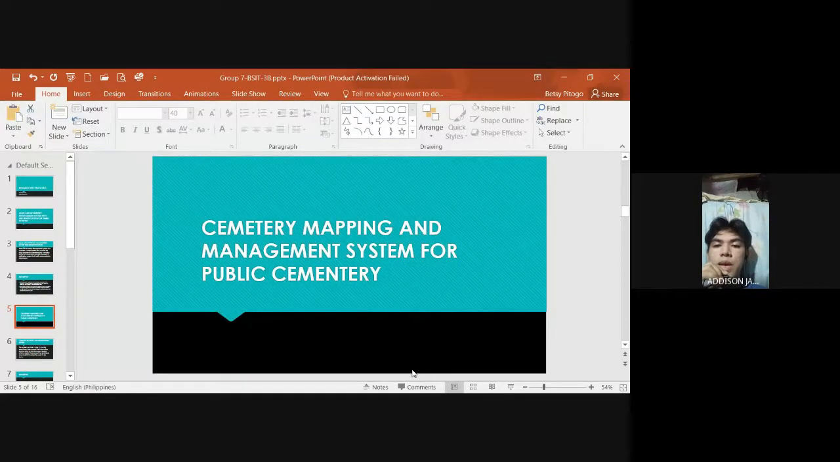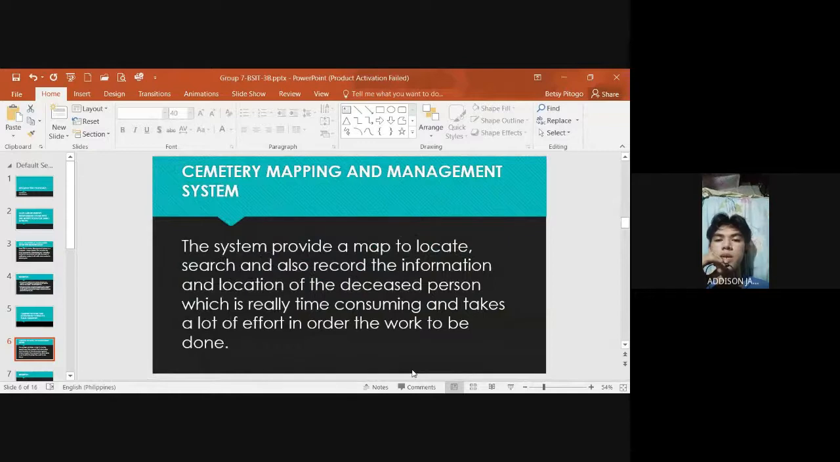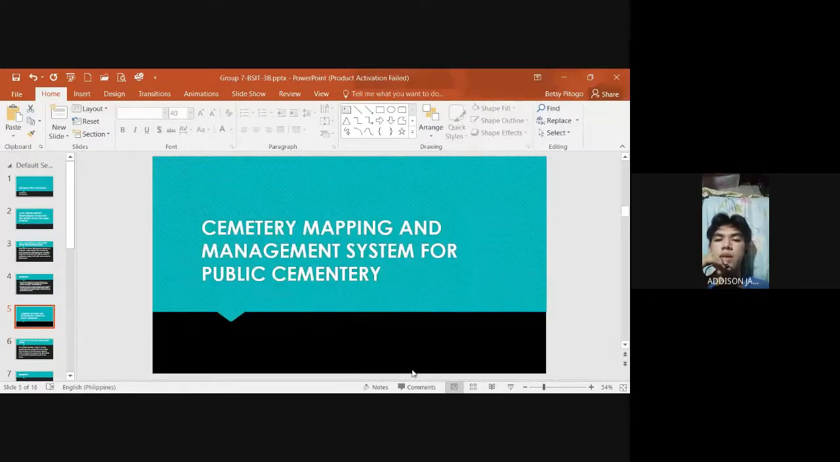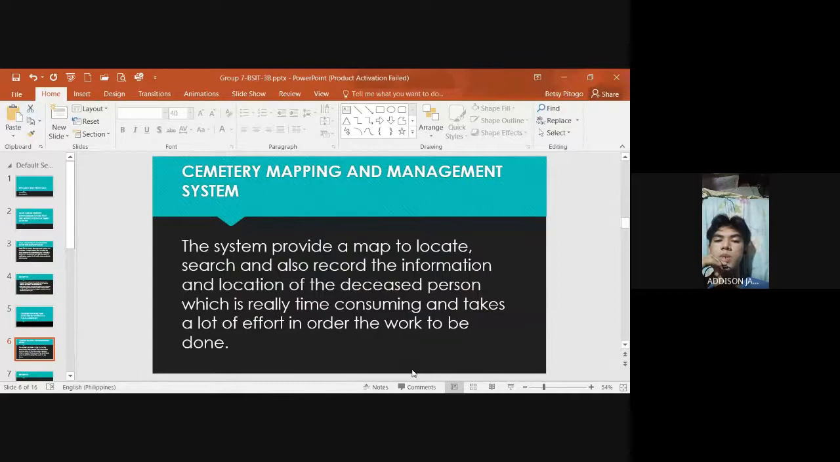Cemetery mapping and management system for public cemetery. Cemeteries play an important role in the community as a vital place for remembrance and mourning. They need to be properly planned for and maintained. In the Philippines, many public cemeteries are not managed well and no map information can be seen. No information about the deceased person. So the system will provide a solution to the management and mapping of the public cemetery.